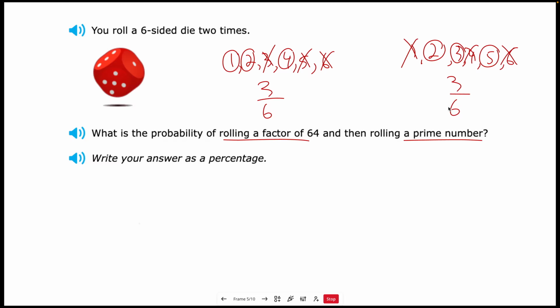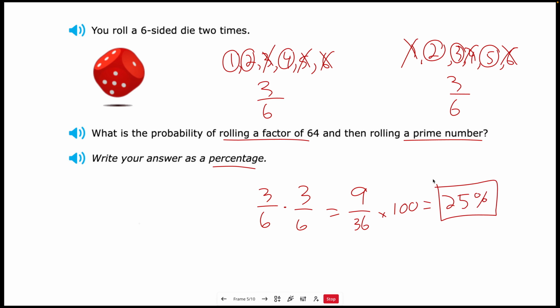And now to find the probability of both of these happening, of rolling a factor of 64 and then rolling a prime number, what's the probability that I get that sequence of rolls or that order of rolls? Well, the way we do that is we multiply our probabilities. 3 over 6 times 3 over 6 gives me 9 over 36. You could reduce that if you want, but you don't have to in this lesson. And it says write your answer as a percentage. So we need to multiply this by 100, which will give us 25%.